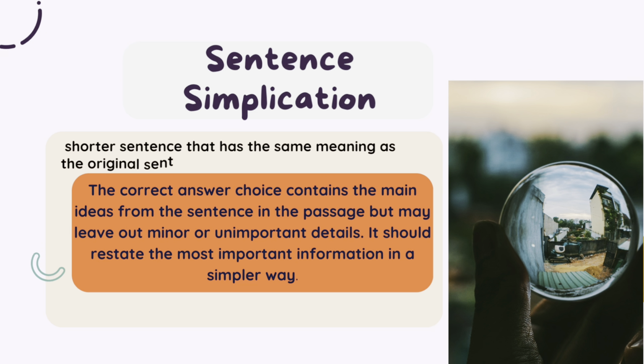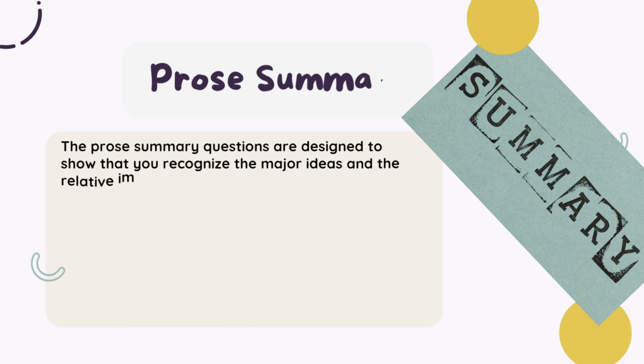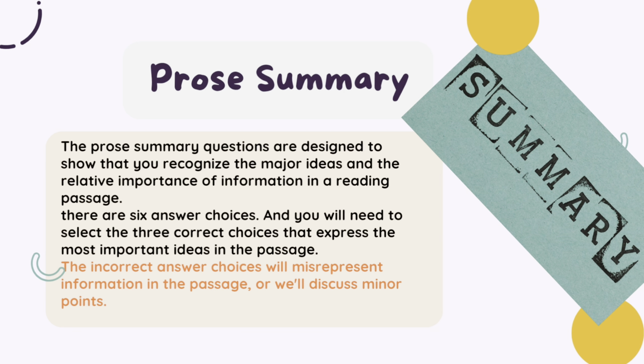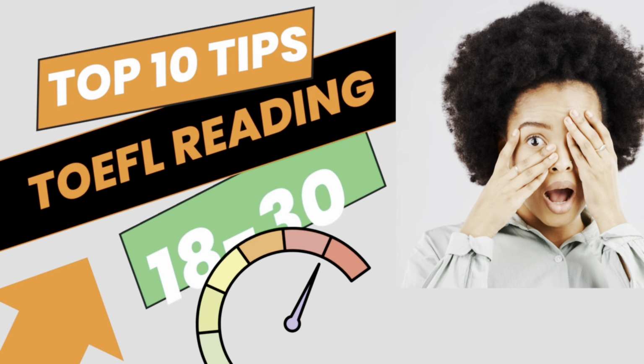Sentence simplification is another type of question in the TOEFL iBT reading section, which deals with simplifying a sentence. So you see what is stated, and then you have to restate that in your own words, not copying what is stated in the sentence. And then the last, summary questions. Summary questions are about the topic sentence and the points relating to the topic sentence in the whole reading passage.